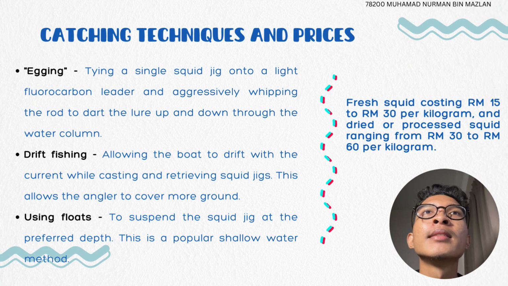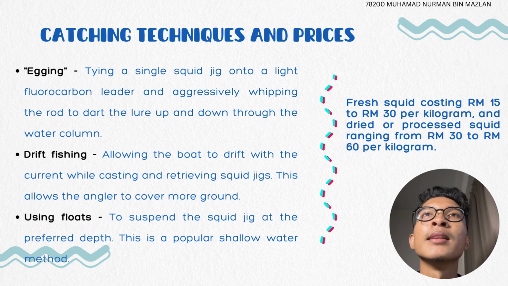Next is the catching technique and price for squid. The first catching technique is tying a single squid jig onto a light fluorocarbon leader and aggressively whipping the rod to move the lure up and down through the water column. The second one is drift fishing, allowing a boat to drift with the current while casting the squid jig. This allows the angler to cover more ground. Next is using a float to suspend the squid jig at the preferred depth. This is a popular shallow water method.